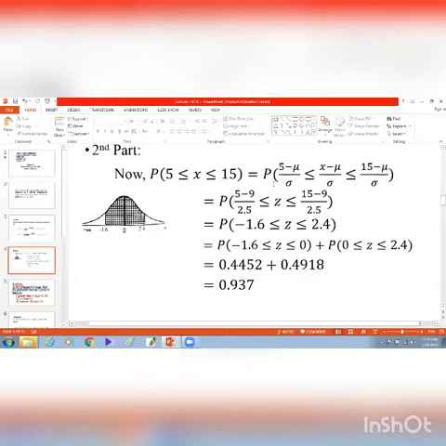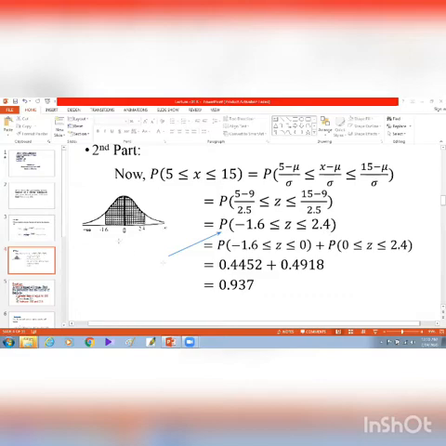Now mu equal to 9 and sigma equal to 2.5. So this is probability of 6 minus 9 divided by 2.5 less or equal, since x minus mu divided by sigma equal to z, so it is z less or equal 15 minus mu divided by sigma, that is 15 minus 9 divided by 2.5. Now we get this is probability of minus 1.2 less or equal z less or equal 2.4.